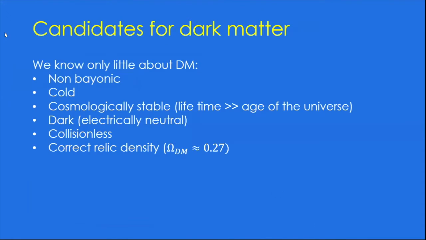Okay, so much for the evidence from astronomical observations. Now, what can dark matter be? Candidates for dark matter. In fact, we know only little about dark matter. It is non-baryonic, it is cold, it is cosmologically stable, with a lifetime far longer than the age of the universe. It is dark, or electrically neutral, otherwise we could see it through electromagnetic detectors. It is collisionless, which is evident from collisions of clusters, and it also has to give the correct relic density, or give omega dark matter this much.